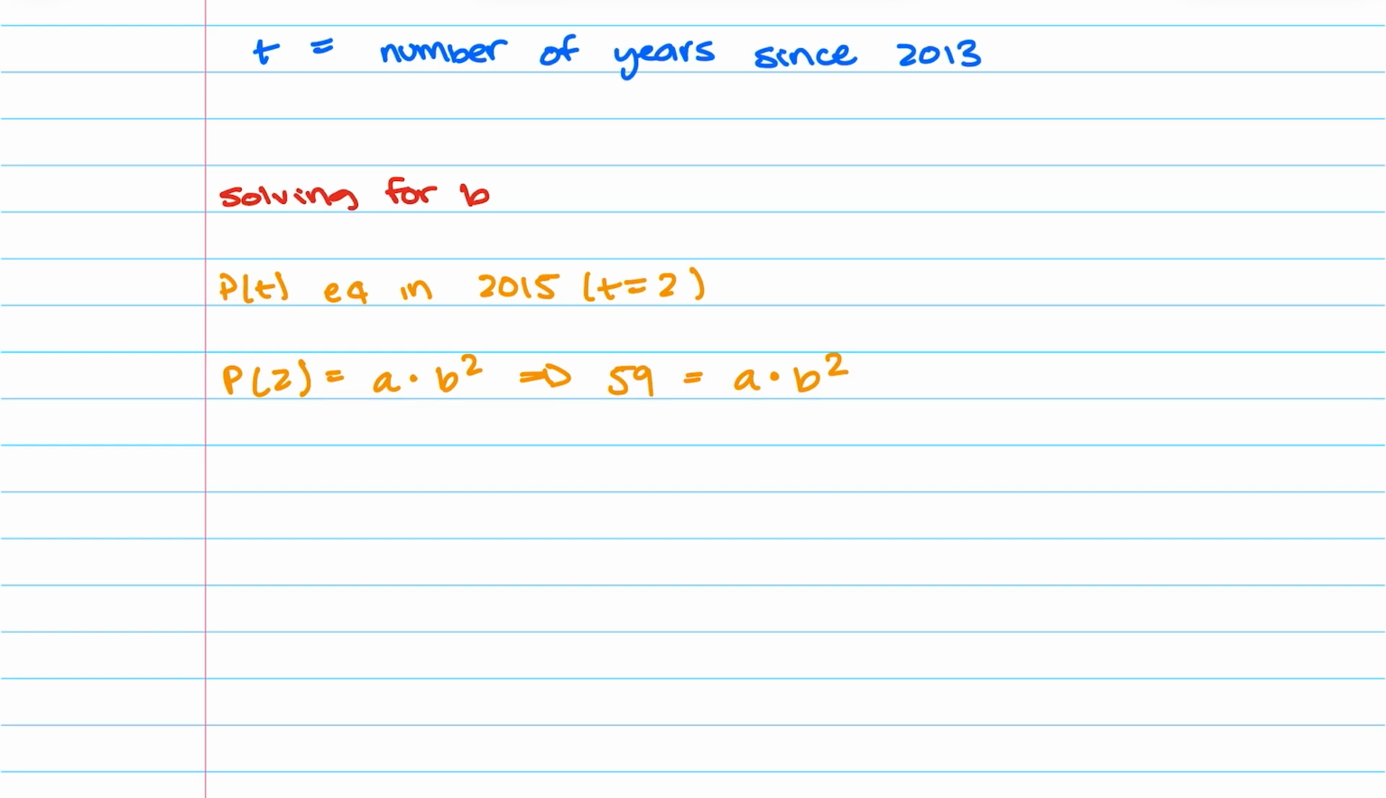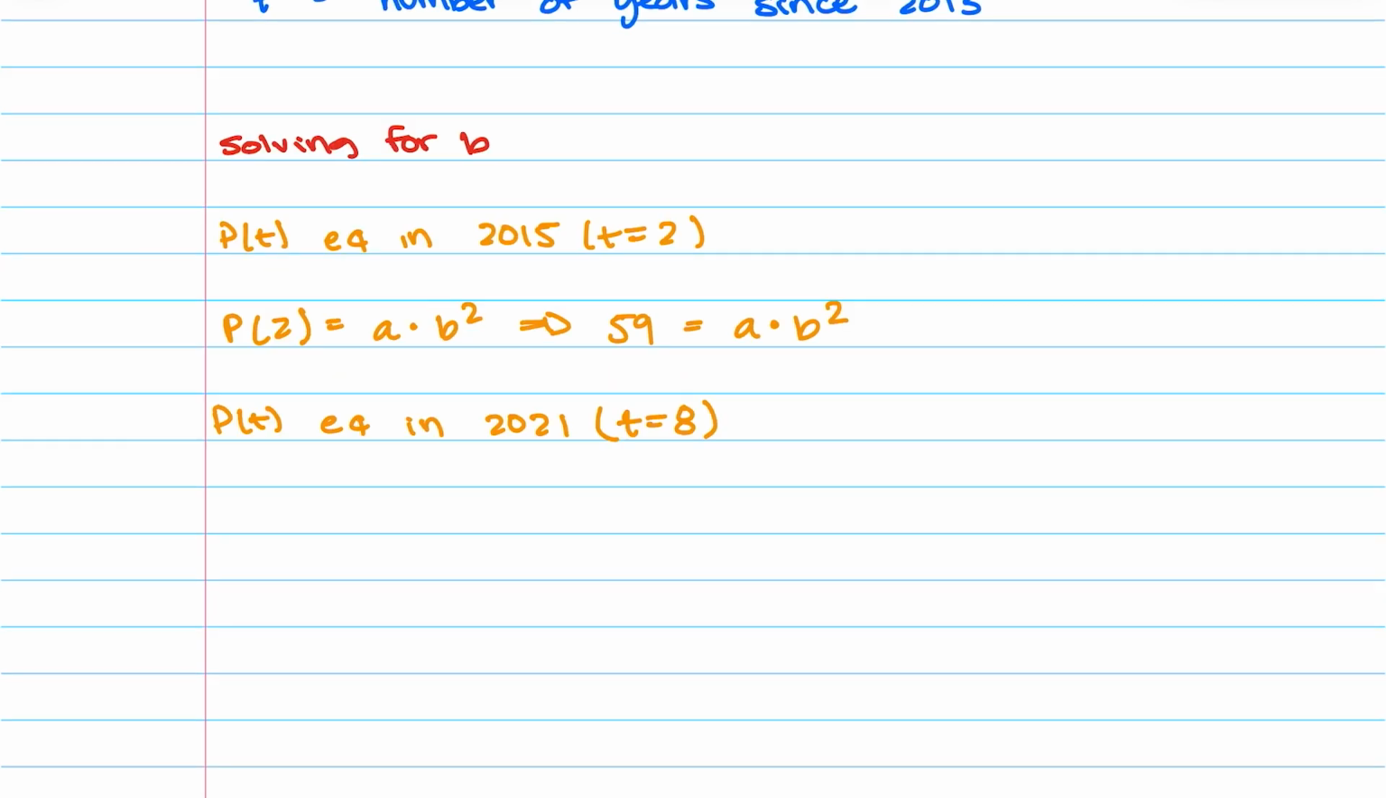And so let's repeat the same process, but with the year 2021 designated by t is equal to 8. By repeating this process, we come up with p of 8 is equal to a times b to the 8th power. Now, we know that during the year 2021, there were 118 plants. And so by replacing p of 8 with 118, we get the equation 118 is equal to a times b to the 8th power.